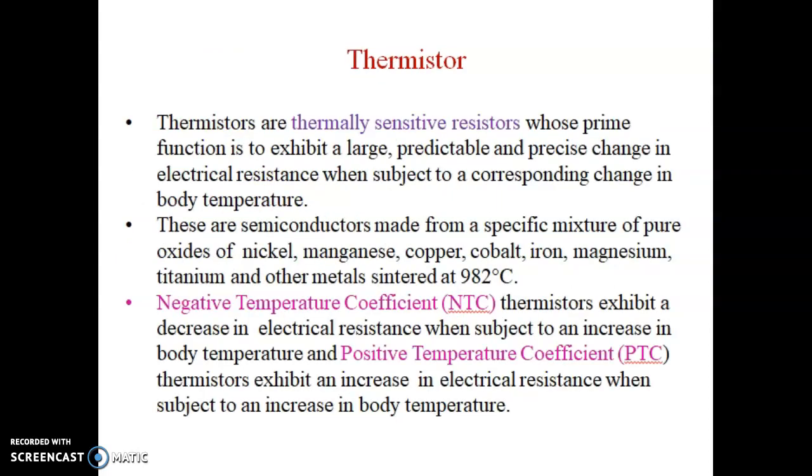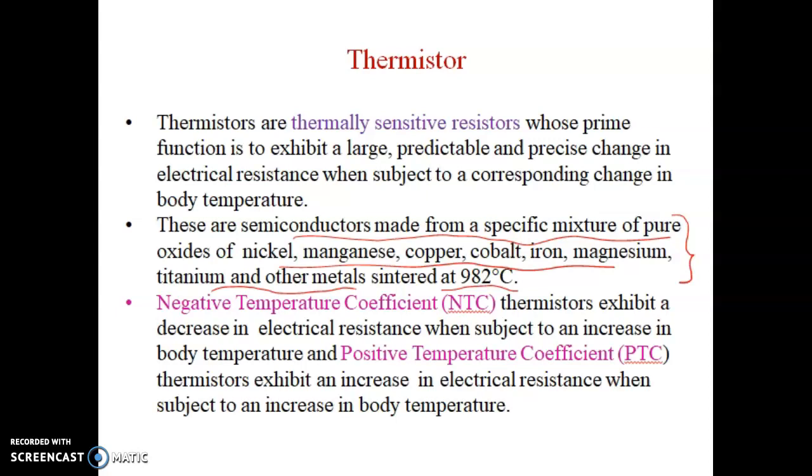Next is thermistors. Thermistors are otherwise known as thermally sensitive resistors. These are highly sensitive and precise instruments. Thermistors are actually semiconductors made from a specific mixture of pure oxides of nickel, manganese, copper, cobalt, iron, magnesium, titanium and other metals sintered at 982 °C. So these are made with the powder metallurgy process.